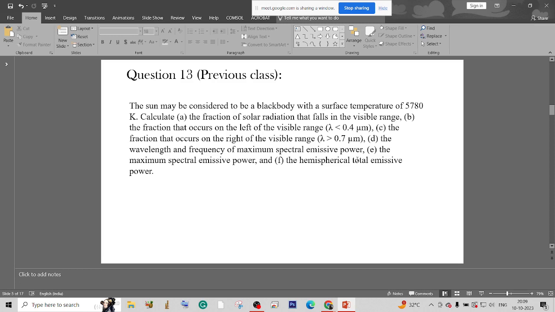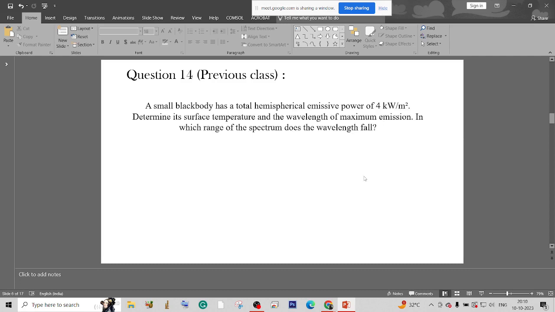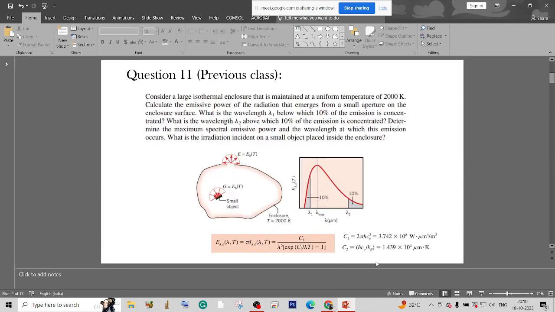Now part E, the hemispherical total emissive power. Oh, sorry, before that, the maximum spectral emissive power we need to calculate, so that we can easily calculate from Planck's distribution law. So this is 3.742 into 10 to the power 8. This is already given in the previous part, we have already solved this, right? So we can simply use this upon 0.5014, that is the lambda max, whole to the power 5.